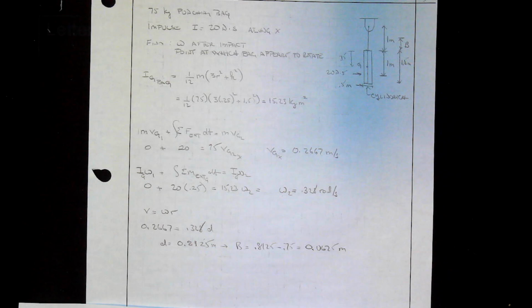That's saying, knowing the velocity of G, go up 0.8125 meters. To go up to the top of the bag, we go up 0.75 meters. So this distance b here is how far we have to go above the bag. 0.0625 meters above the bag will be the place where it appears to be rotating around. So there we have that one.